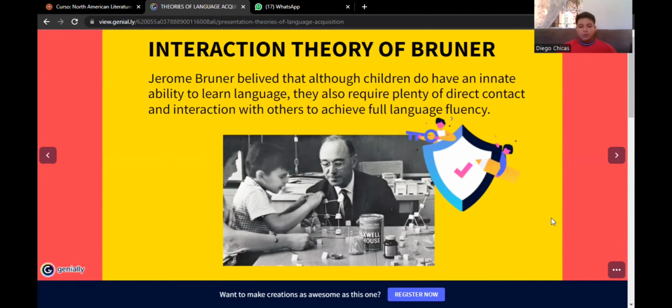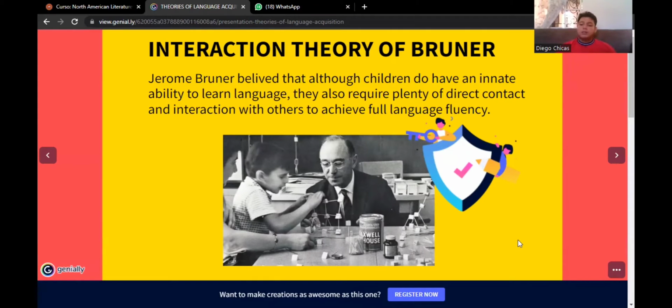And I agree with Bruner in the sense that he thinks language is innate in all of us. I think it's true that we already have that sense of learning language inside of us, but we have that kind of interaction around us to acquire more knowledge and new experience that help us to develop better language fluency.